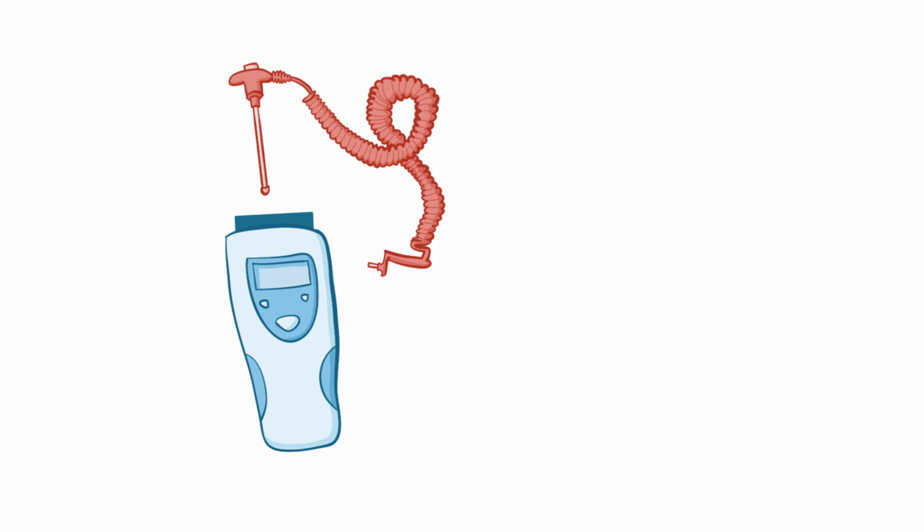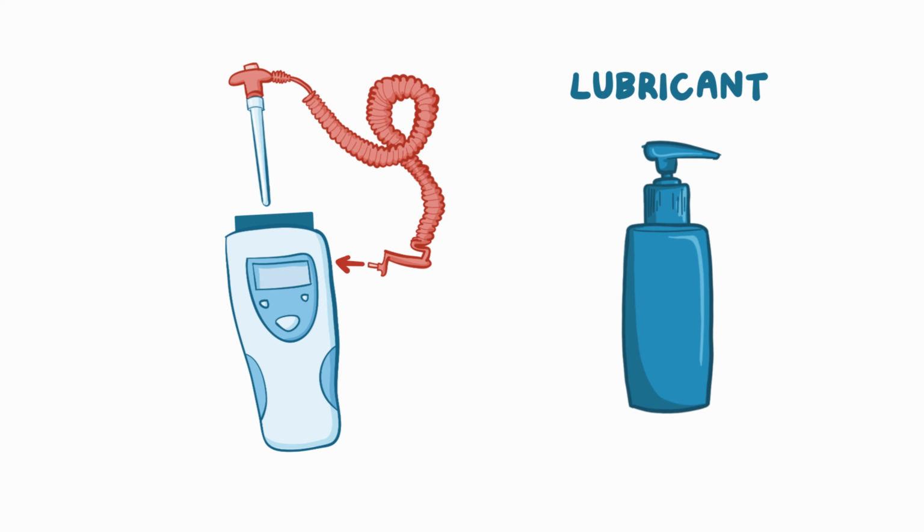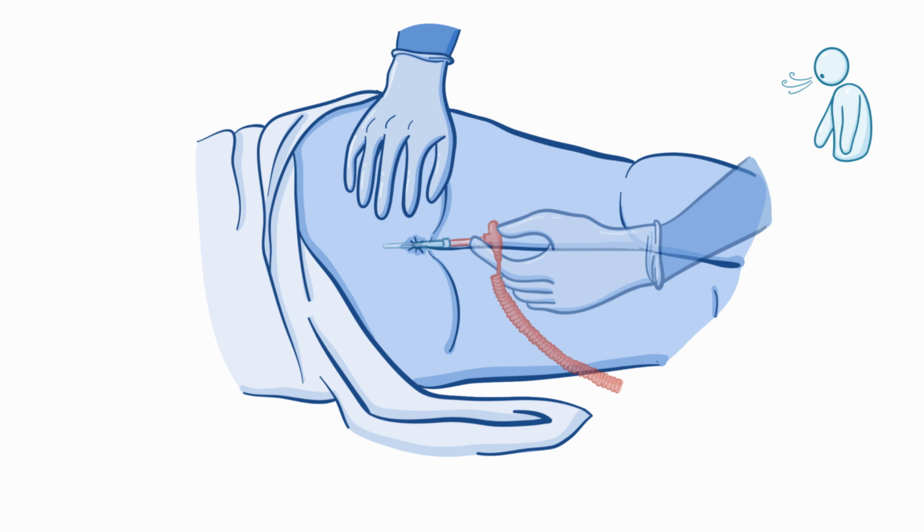Attach the red rectal probe stem to the thermometer. Slide over a disposable probe stem cover and apply plenty of lubricant. With one hand, separate Fred's buttocks. Ask Fred to breathe slowly. Now insert the lubricated probe about 3 centimeters, just over an inch deep, in the direction of the umbilicus. When the thermometer chimes, you can remove the probe and read the temperature.